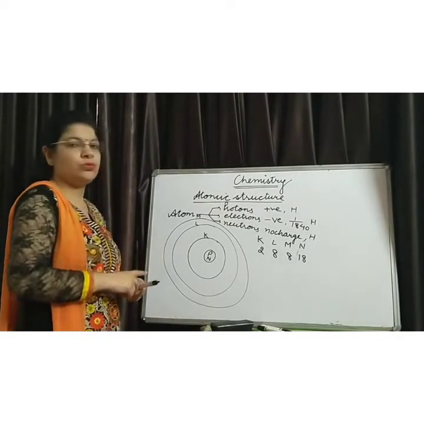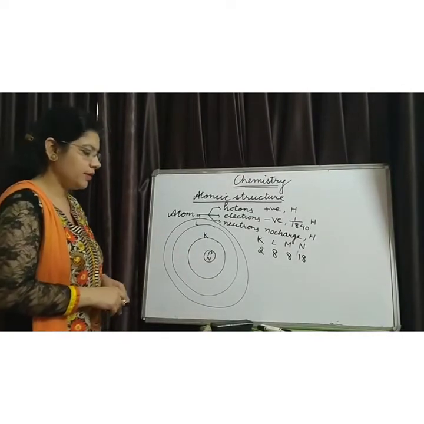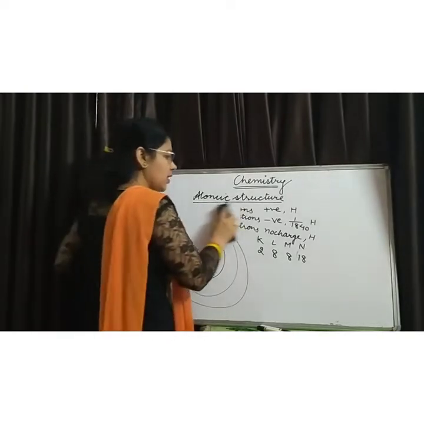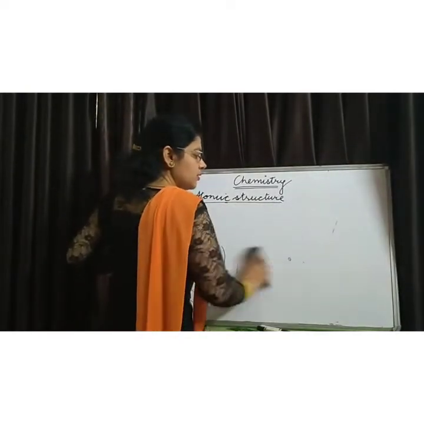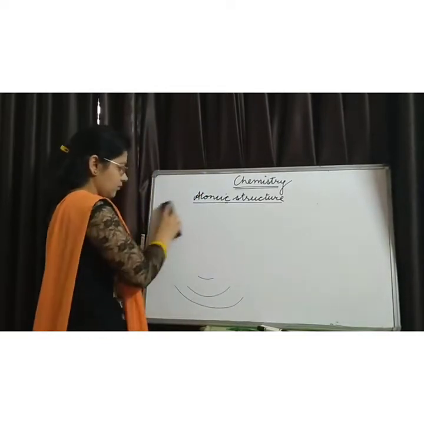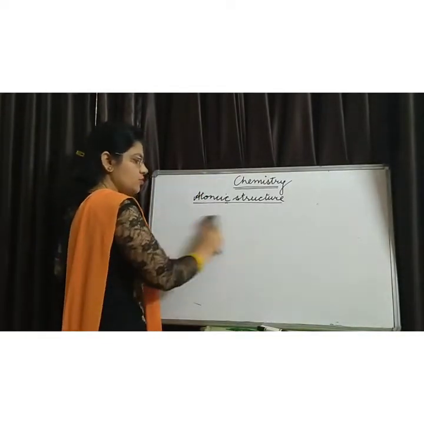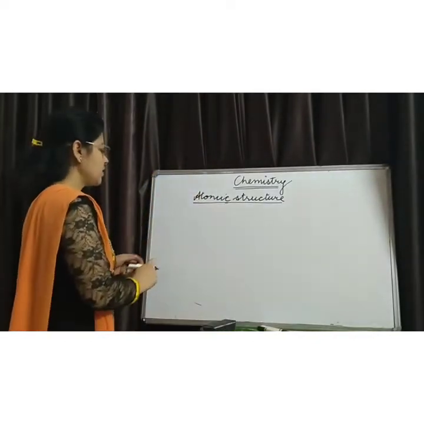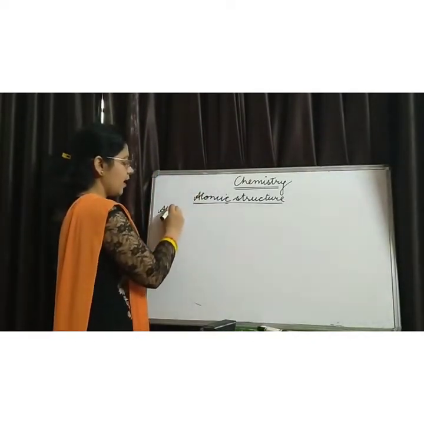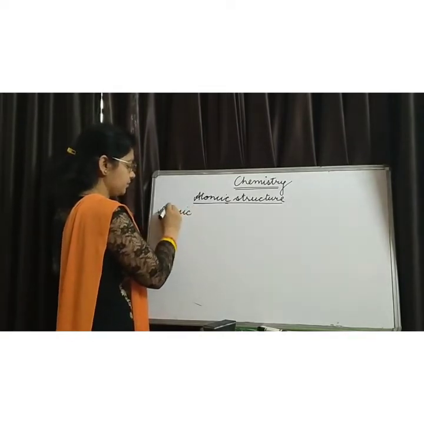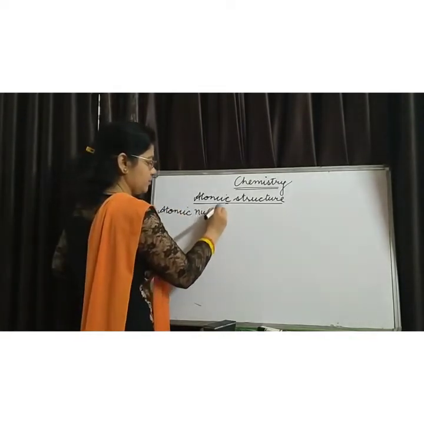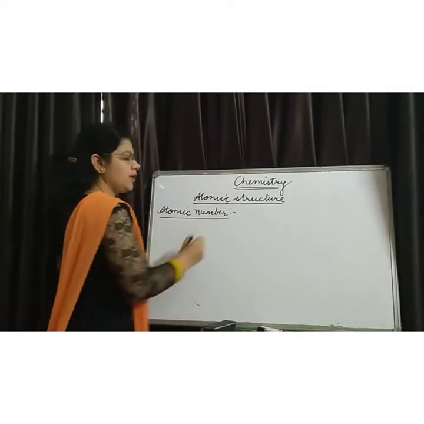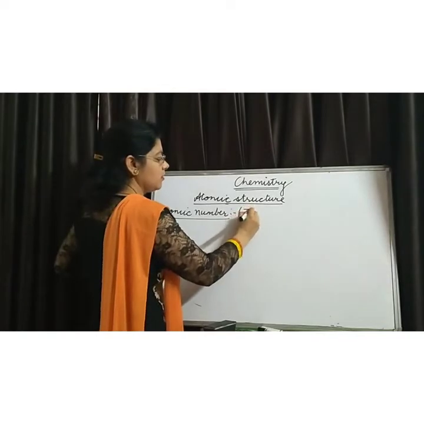Now, how do we represent the atom? For this, there are some keywords. First of all, we will discuss those keywords. The first keyword is atomic number. Atomic number is represented by the letter Z.